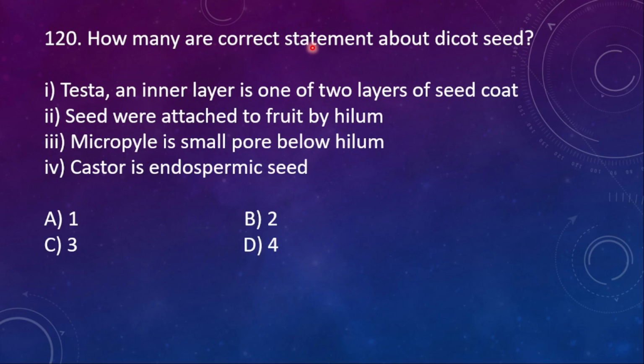120. How many are correct statement about the dicot seed? First one, testa and tegmen are the two layers of seed coat. 2. Seed is attached to fruit by hilum. 3. Micropyle is a small pore below hilum. Fourth one, castor is endospermic seed. So here, how many are correct statements? Only 2 are correct statements.